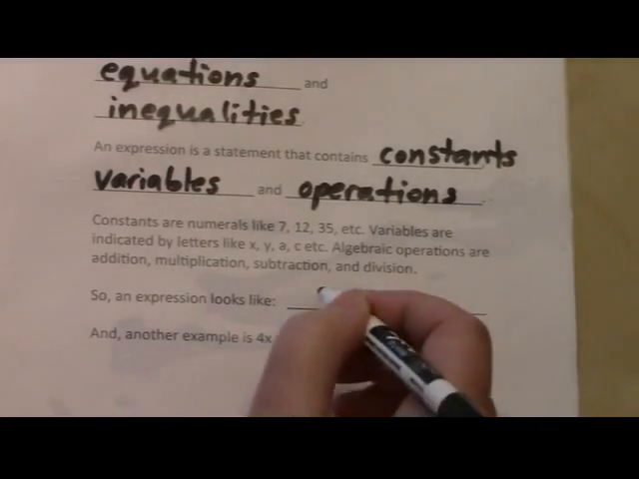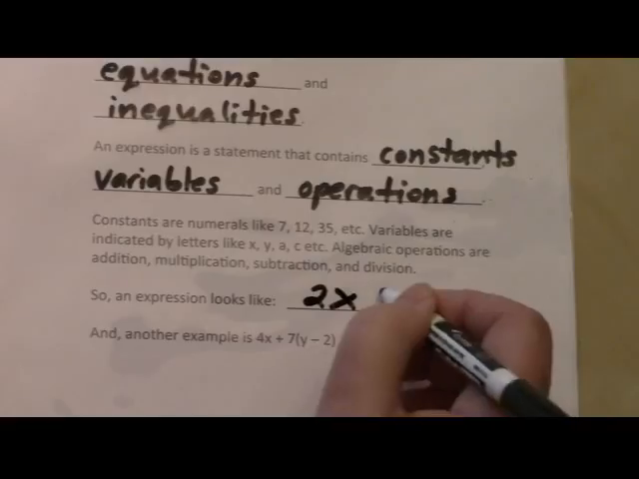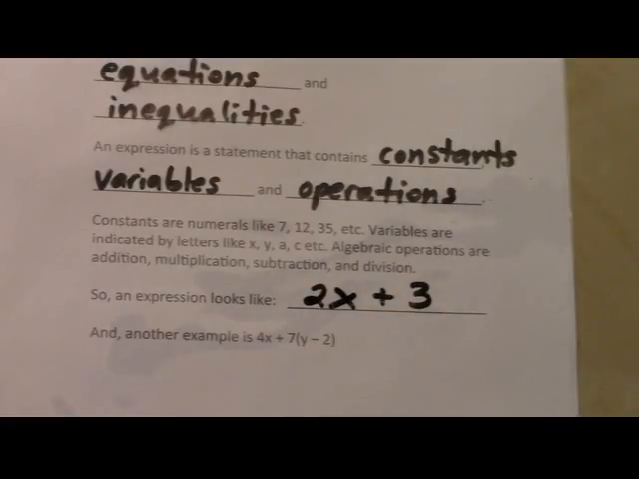So an expression can look like this. I can have 2x plus 3. I have a constant, a variable, an operation, and another constant. Here's another example: 4x plus 7 times (y minus 2).